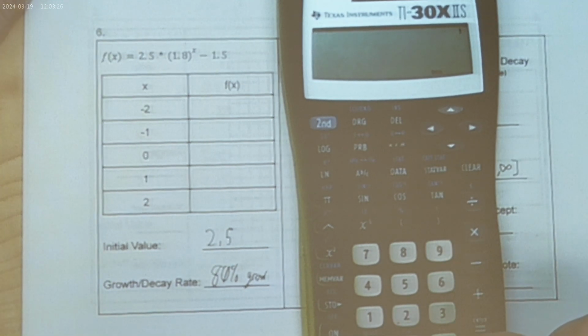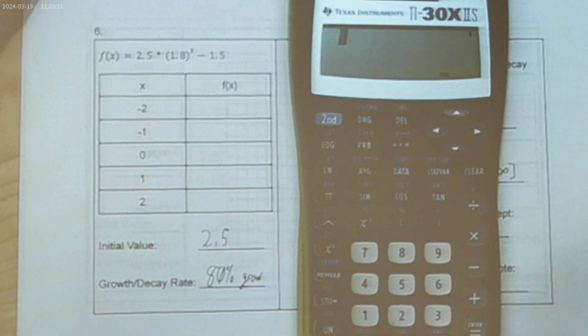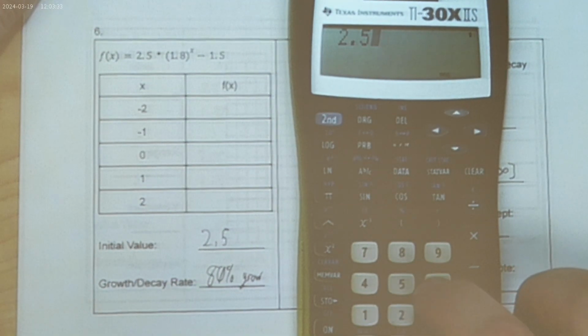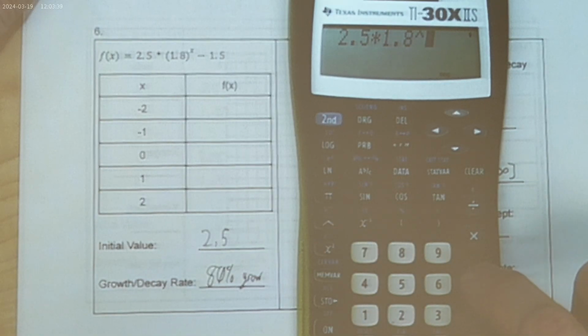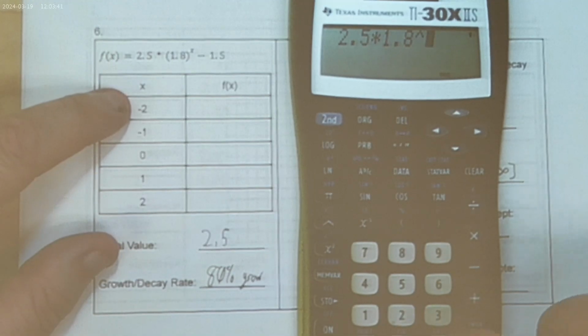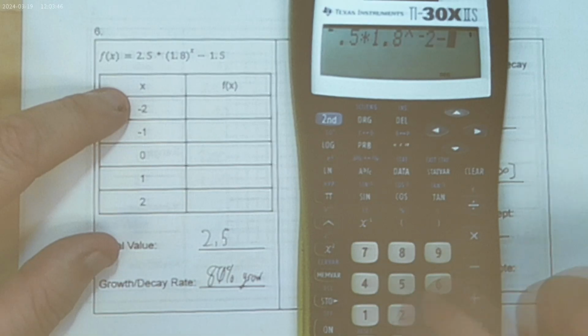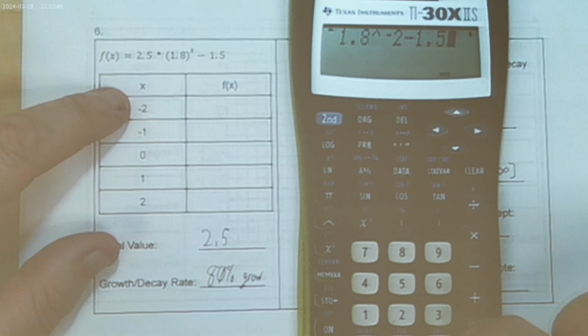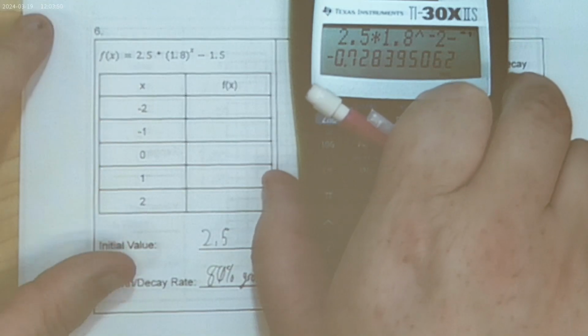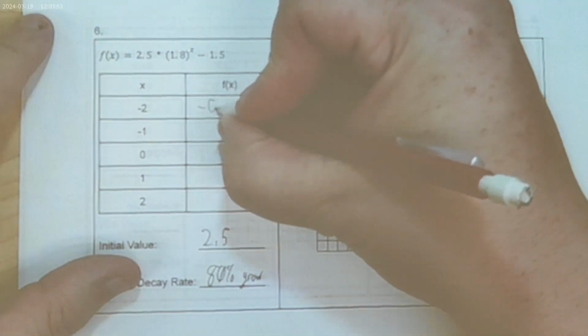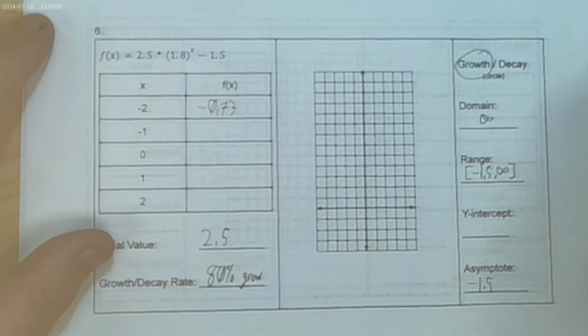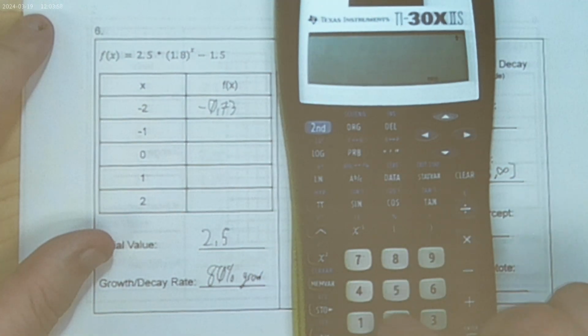Since we're evaluating things with exponential equations, we're just going to let the calculator do all of the heavy lifting. I'm going to write it in just as I read it: 2.5 times 1.8, up arrow, and then in this case it's going to be minus 2, and then minus 1.5. So negative 2 minus 1.5 gives me negative 0.73. Again, just reading it from left to right.